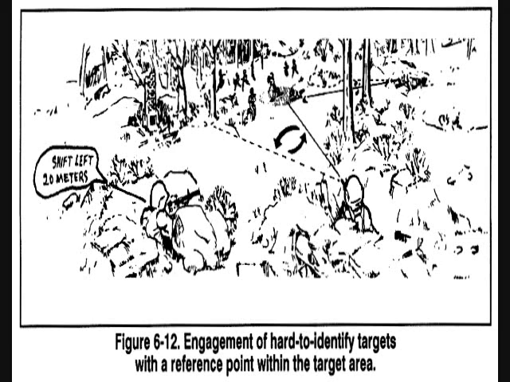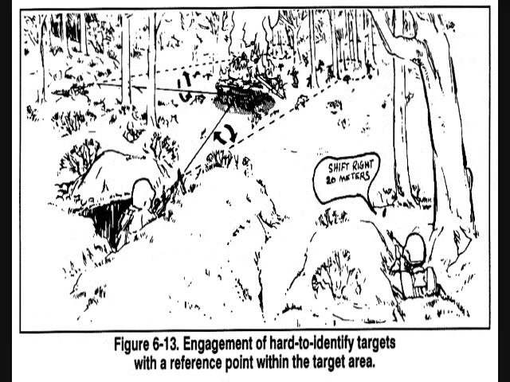If a linear target is hard to identify, a leader may designate the target by using a reference point. When this method is used, the leader determines the center of mass of the target and announces the number of meters from the reference point that will cause the automatic rifleman to aim on the center of mass. The reference point may be within or adjacent to the target. However, it should be on line with the target for best effect.